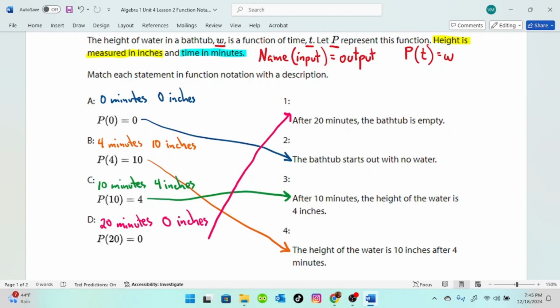If you have any questions about how to read function notation and match it to a description, please ask for further clarification. Whether you're in class or leaving a comment online, please ask for that clarification that you need.